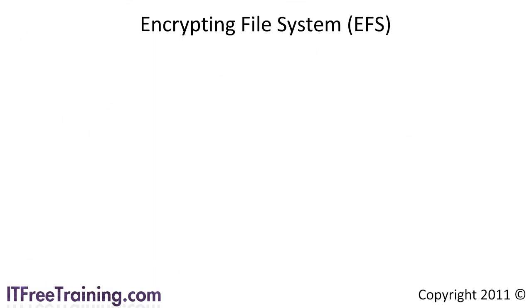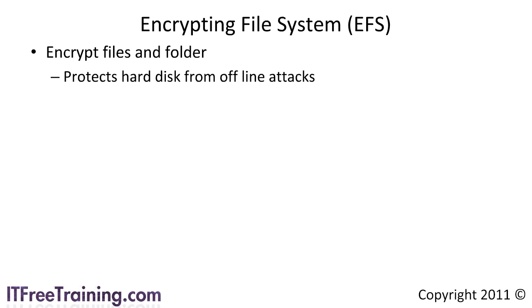The Encrypting File System, or EFS, is a method of encrypting files and folders on your hard disk. You can use EFS to encrypt any file or folder on your hard disk. EFS protects your hard disk from offline attacks. An offline attack is when the hard disk is accessed when the operating system is not running.